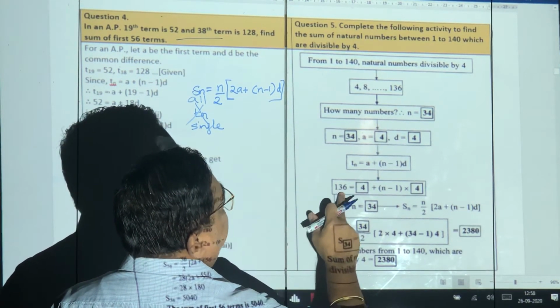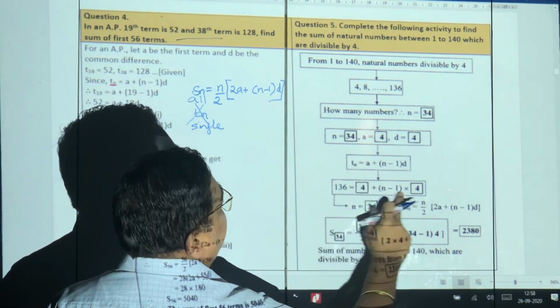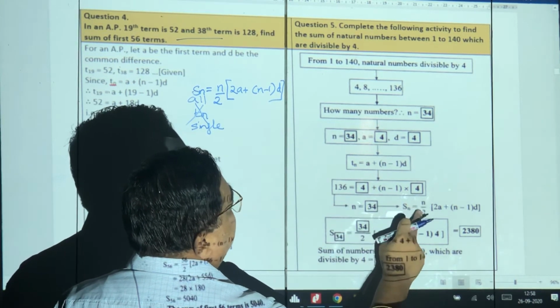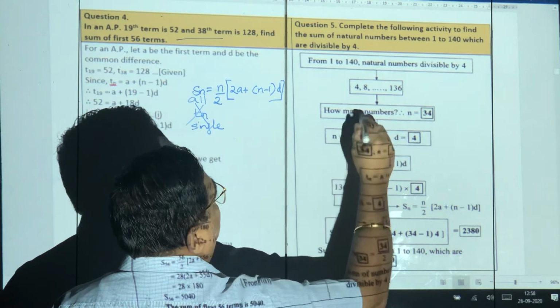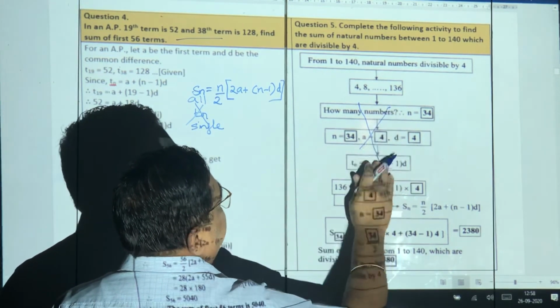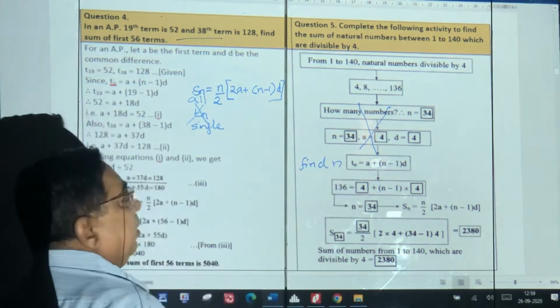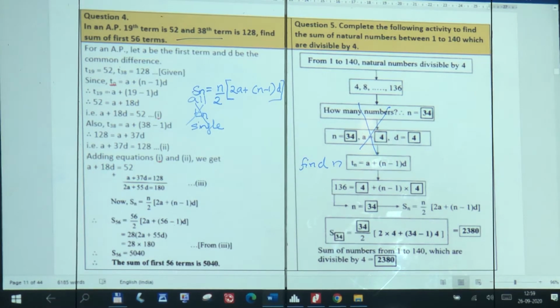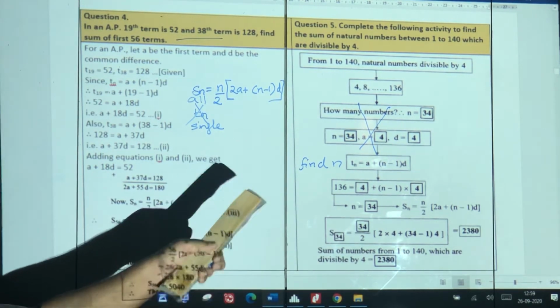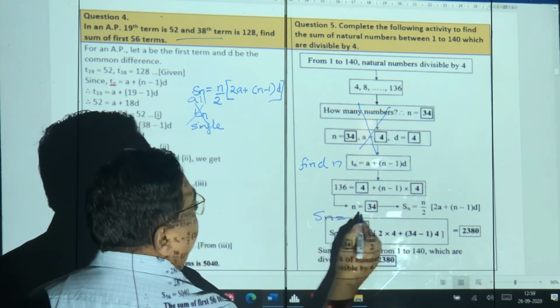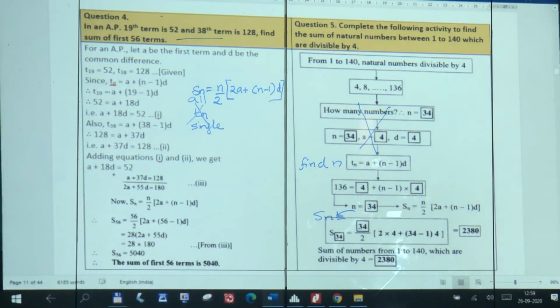Now, 136, Tn is A plus n minus 1 d. I will get n is 34, and that will give me Sn. So my friends, don't look at all this nonsense. Start from here. N is not given. Find n first. This is printed in the book; I can't do anything. They try to confuse you. Find n because you know A and D. Then use the n in the Sn formula. Substitute n, and my friends, you get the answer. 2 marks: 1 mark for finding n, 1 mark for finding Sn. So no need to get confused.